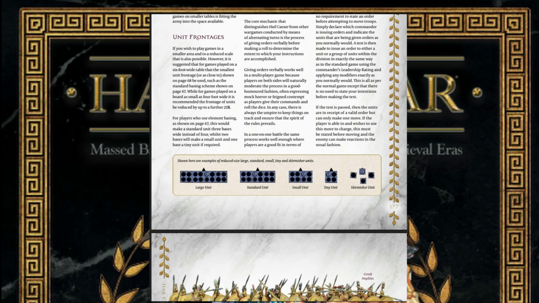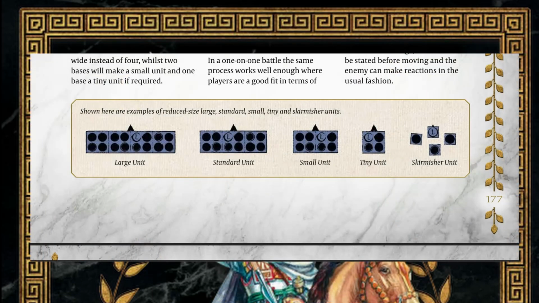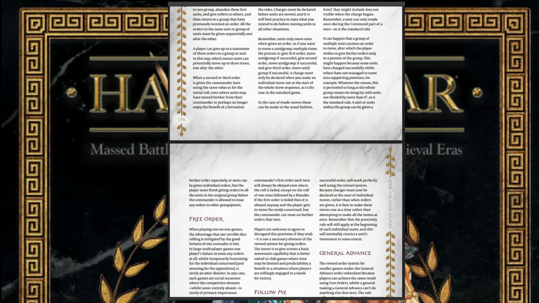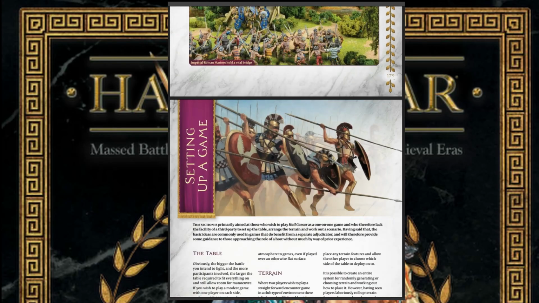And here it's quite interesting. Let's see closer here. Quite interesting, where you have examples of reduced size, large, standard, small, and tiny. So you can have not the big size that is the standard, but you can have smaller units and portray large, standard, small unit, tiny, and skirmisher. So that's quite good, quite interesting. So we continue here, all this information, and you go setting up a game.